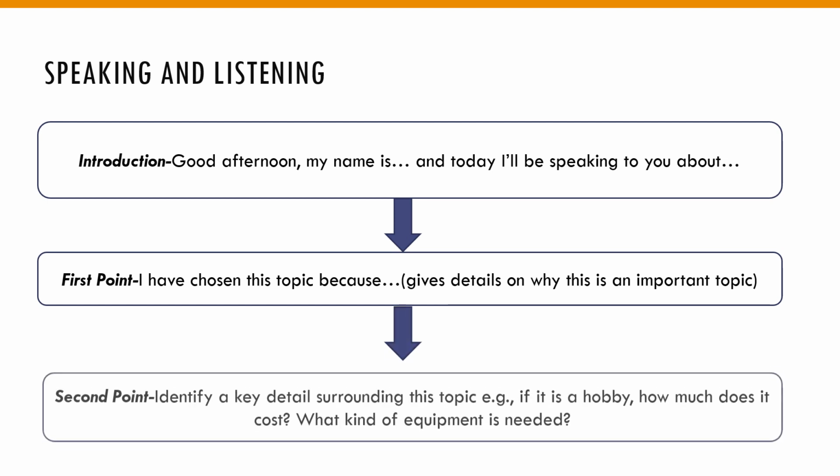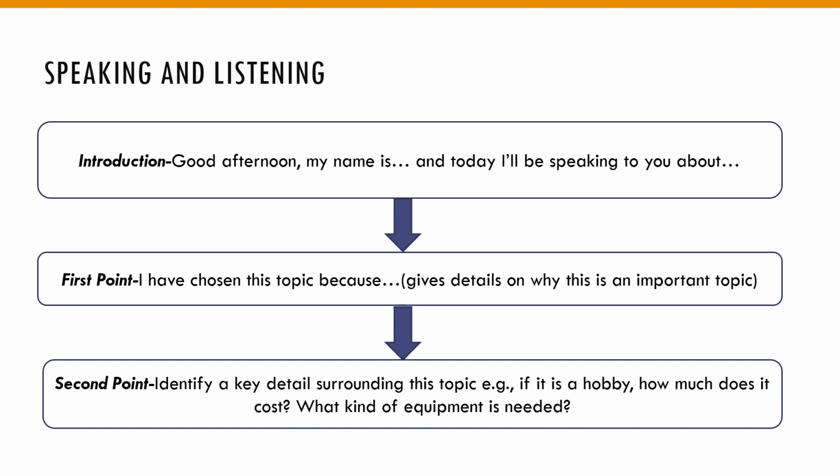Second point, identify a key detail surrounding this topic. So for example, if you were to choose a hobby, how much does it cost? What kind of equipment is needed? So go through some of the basic details that someone might need to know. And let's assume that if you are talking about a hobby, that the person you're actually speaking to might be interested in taking this hobby up. So you want to give them the relevant details so they can go away and pursue that hobby after you've done speaking.